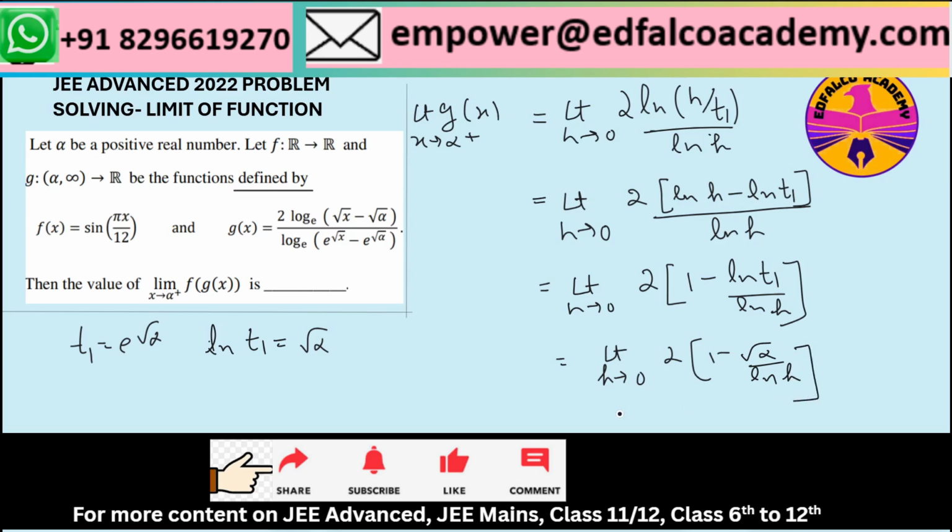Now you can see from this expression that as h is tending to 0, ln of h will be tending towards minus infinity, right? Alpha is given as a positive number, so root alpha is also a finite number. It's a finite quantity divided by a very large negative number, which is ln of h when h is tending towards 0. So that means it is basically some finite number divided by an infinite number, which will make this 0, right? So we are left with 2. So basically the limit as x tends to alpha plus of g of x is turning out to be 2.